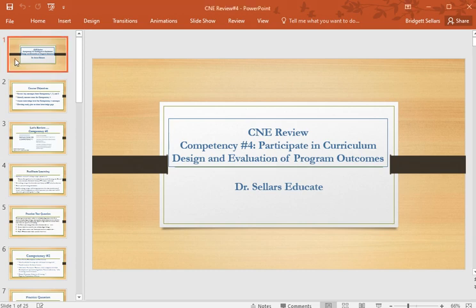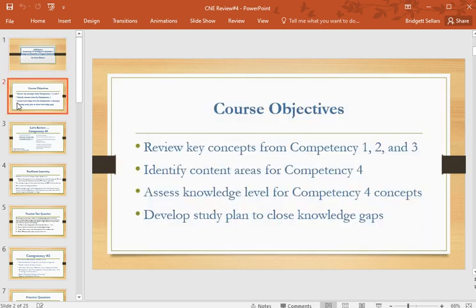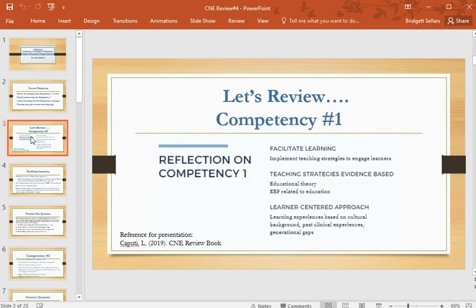This is Dr. Sellers Educate, and today we're focusing on Competency 4, Participate in Curriculum Design and Evaluation of Program Outcomes. These are our course objectives. Let's jump in with a reflection on Competency 1.